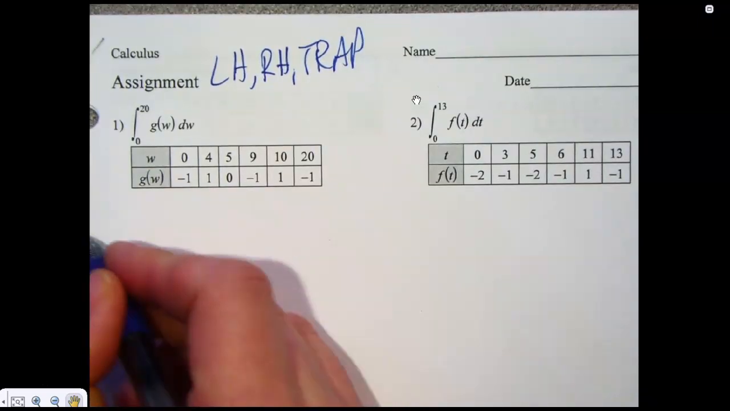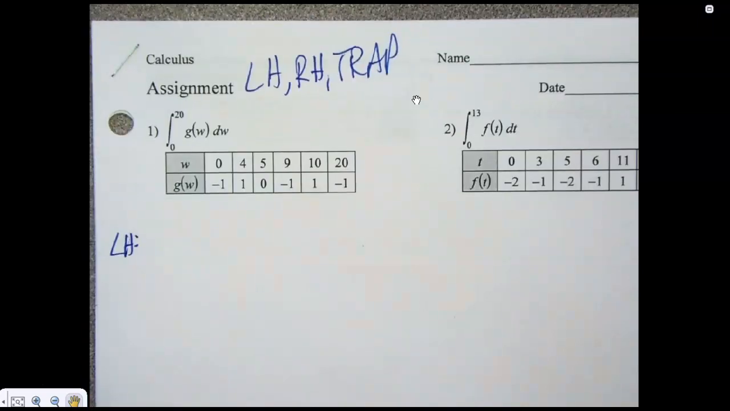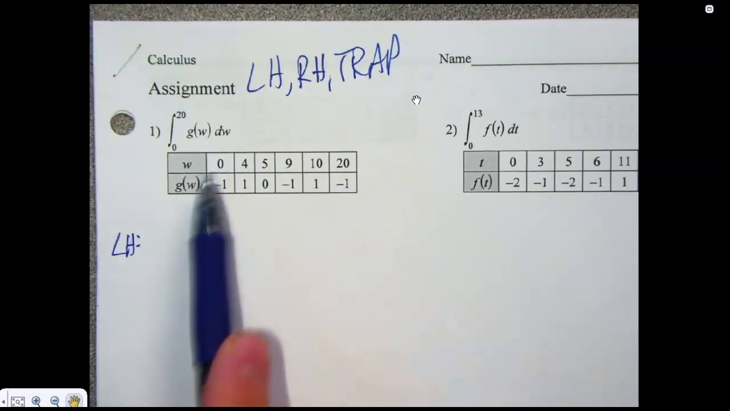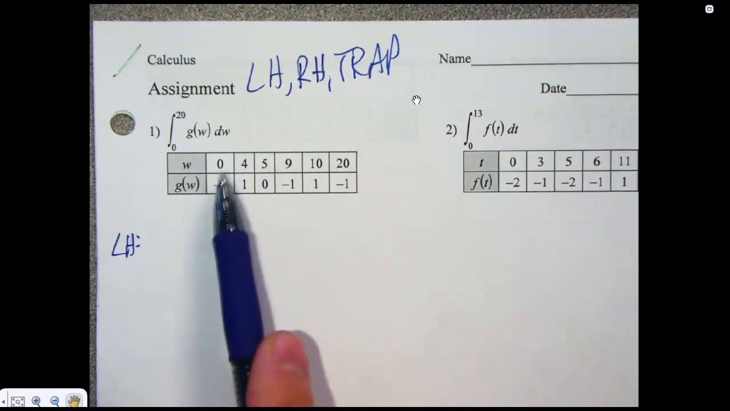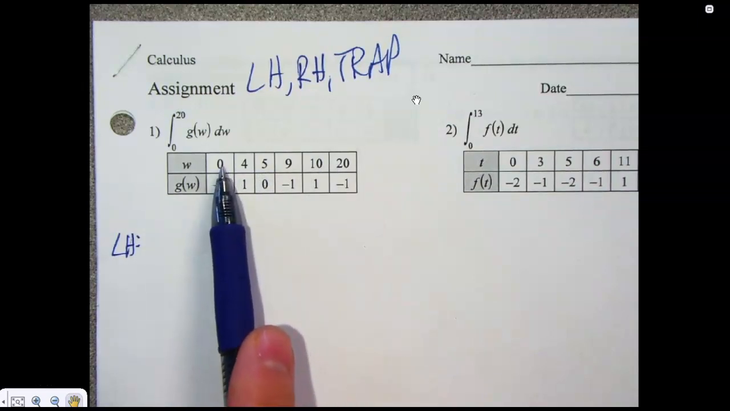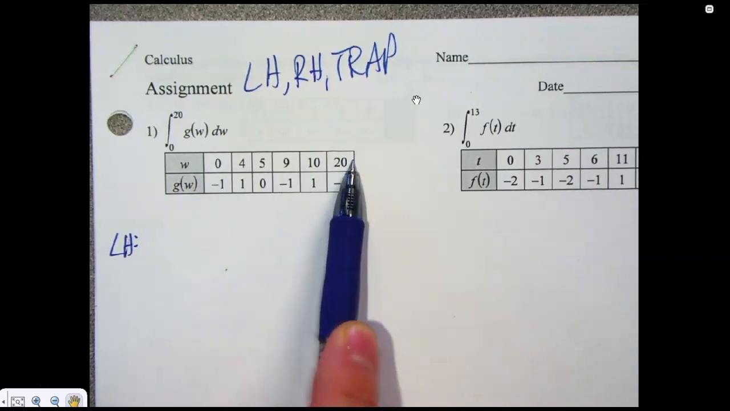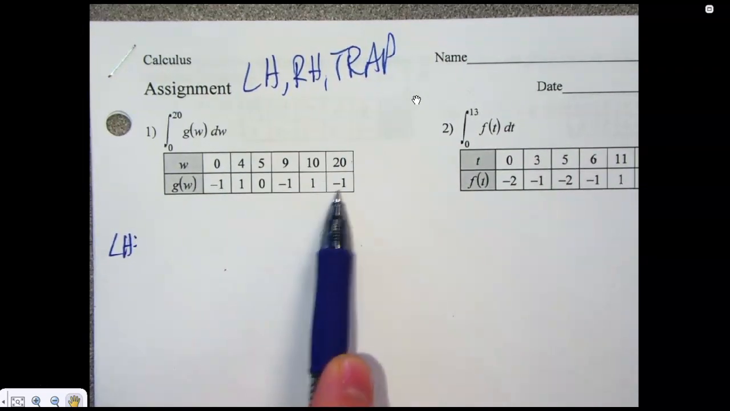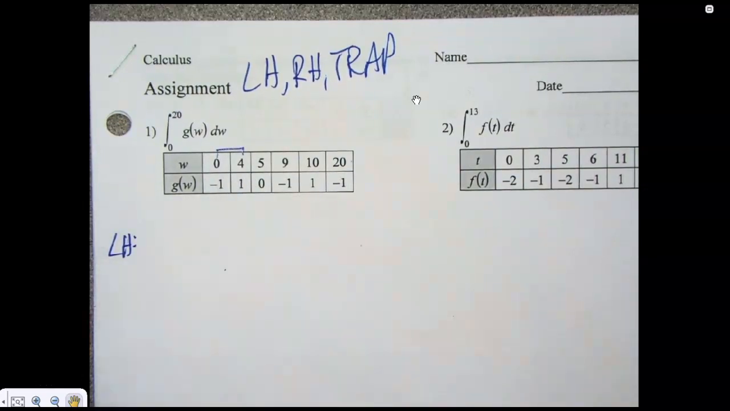So the left-hand method, and all these, are just rectangles, right? You're just adding up the area of a bunch of rectangles. What's the area of a rectangle? Base times height. So the rectangle goes from 0 to 4.